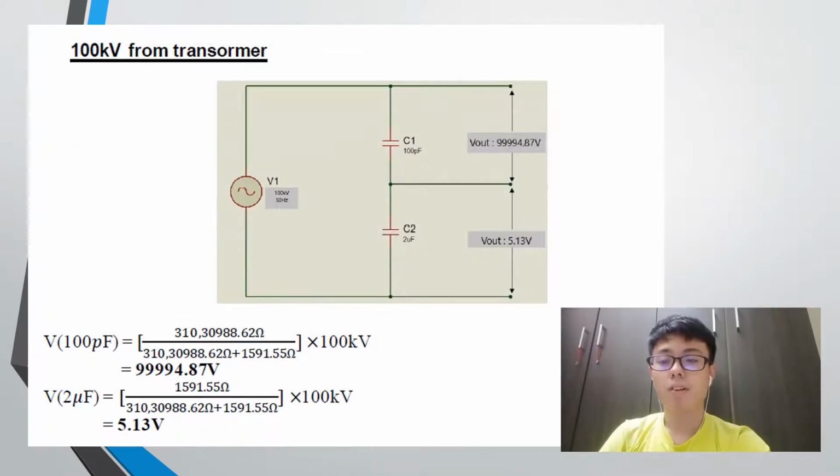How about 100 kV from the transformer? If series connection is used in the primary side of the transformer, the output of the transformer will generate 100 kV. By using the formula just now, we see that the voltage output for C1 is 99,994.87 volt, while C2 is 5.13 volt.